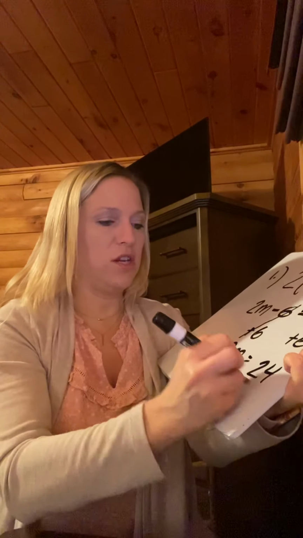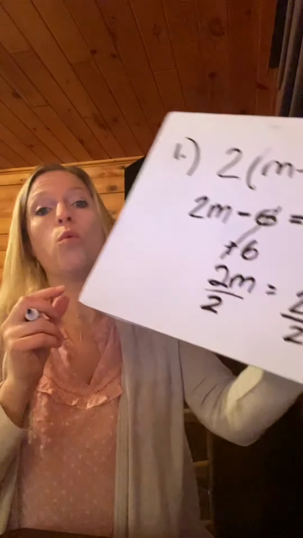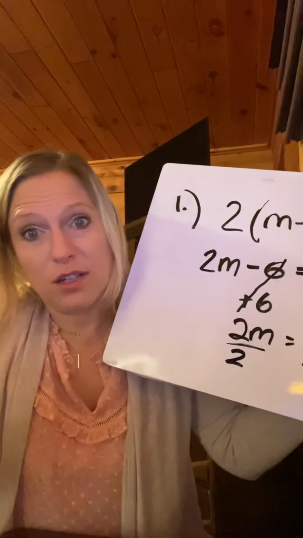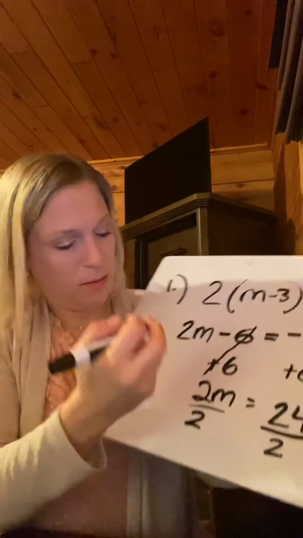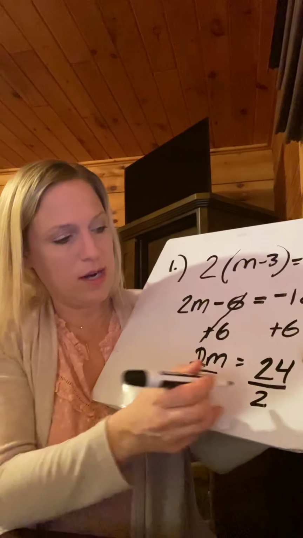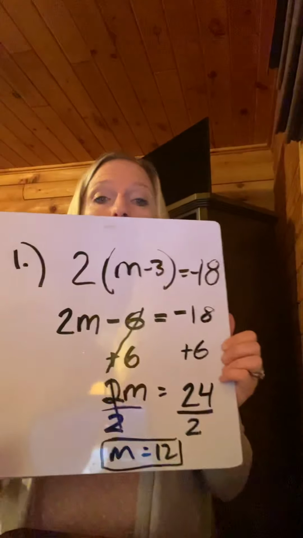For division, whenever you're dividing in algebra, make sure that you divide every single term. We saved the division to last so that we only have 2 terms to divide by. We don't make any fractions. So 2 divided by 2 is 1, and 24 divided by 2 is 12. And we get m equals 12.